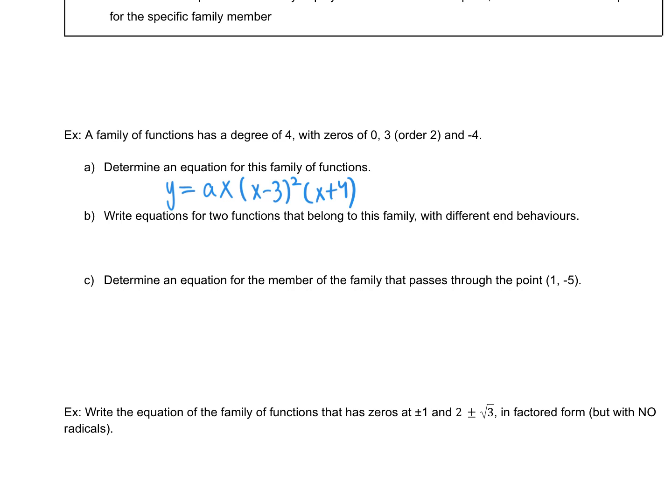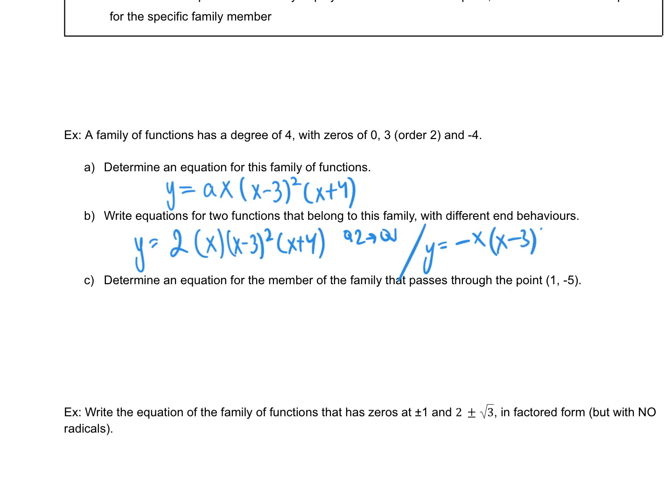It says write equations for two functions that belong to this family with different end behaviors. If I want different end behaviors, I just need my sign of the leading coefficient to be different. So for example, I could have a positive leading coefficient, whatever value I want. So this one would go from quadrant 2 to quadrant 1. Or I can give myself a negative leading coefficient so that I'm going from quadrant 3 to quadrant 4. Same family, different end behaviors, also different y-intercepts and max and mins.